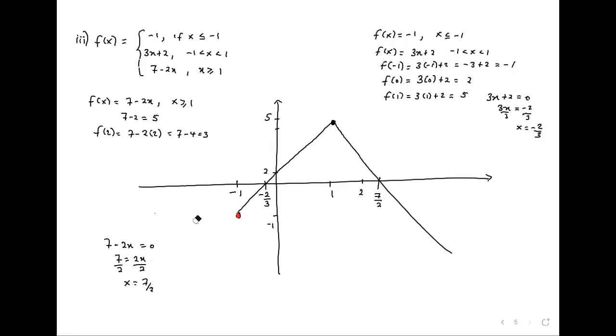So this is a straight line coming there with a point closed. So with a point closed, okay. And that's how you sketch such functions.